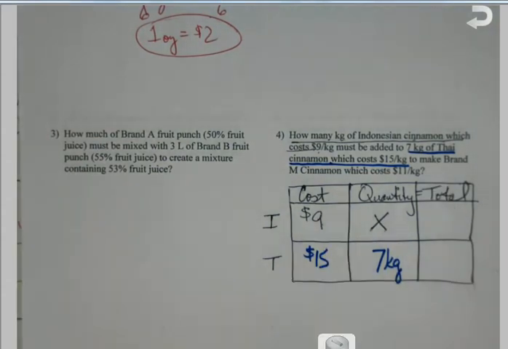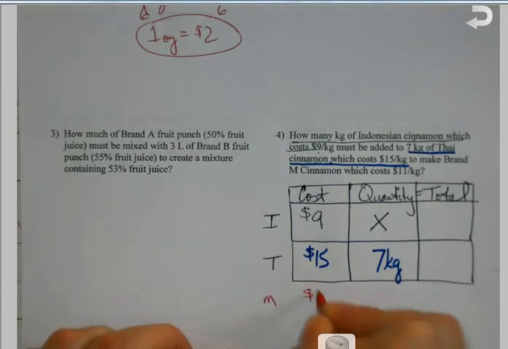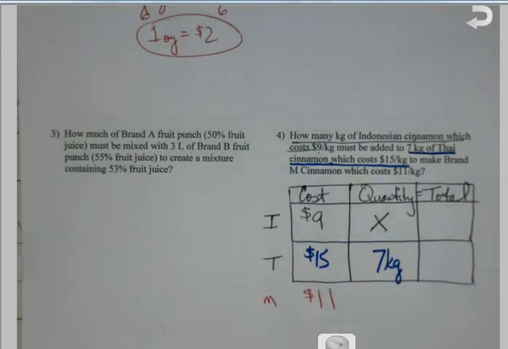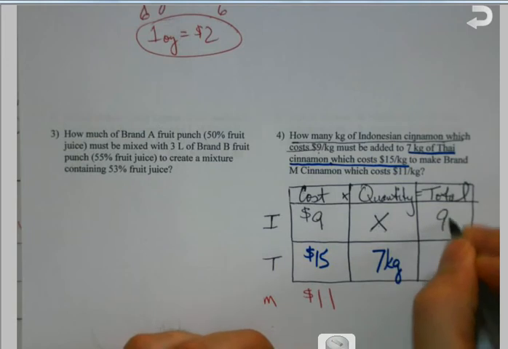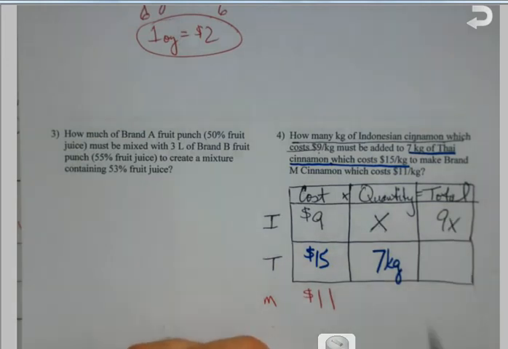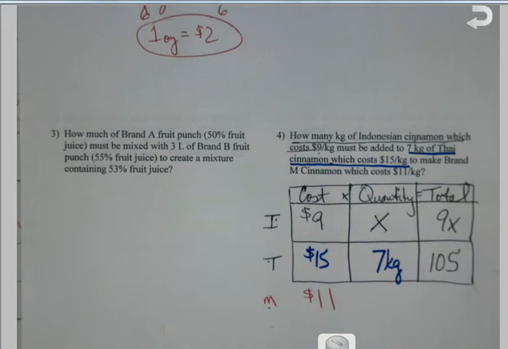So let's see what else they tell me here. To make brand M cinnamon, which costs $11. You're like, oh, this is getting kind of crazy. Well, let's see what happens when we multiply this out. 9 times x is 9x. 15 times 7 is 105. So if I add up my Indonesian and my Thai, I should get my brand M.